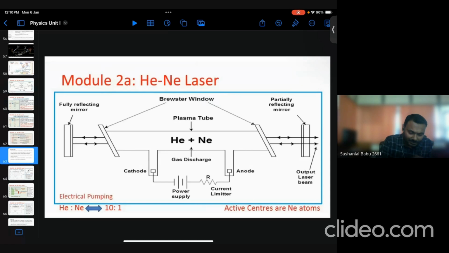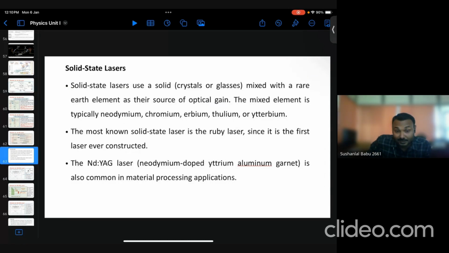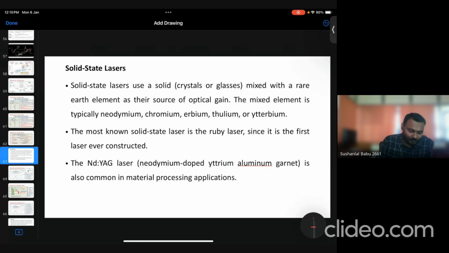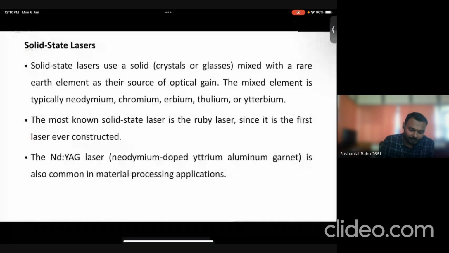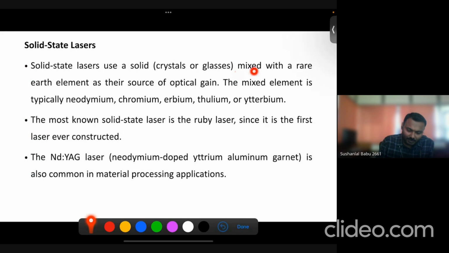Next we are going to discuss solid state lasers. Solid state lasers use a solid mixed with a rare earth element. So solid state lasers are mixed with a rare earth element.